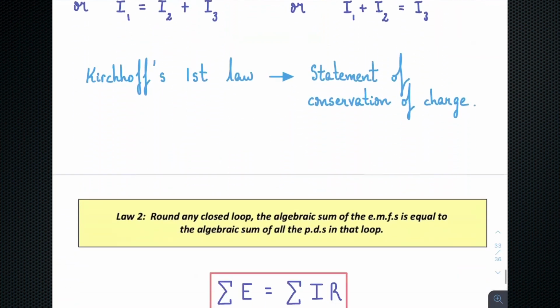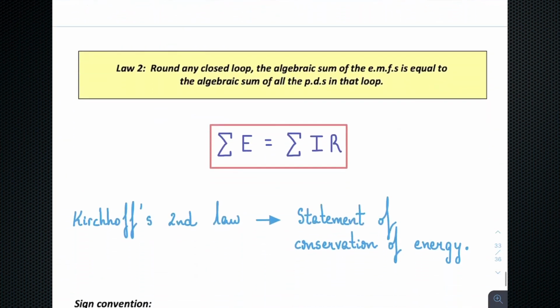Now, Kirchhoff's second law states that round any closed loop in a circuit, the algebraic sum of EMFs is equal to the algebraic sum of all PDs in that loop. So mathematically, we're saying that the summation of EMFs is equal to the summation of PDs, which is the summation of IRs, since PD, V, is equal to IR.